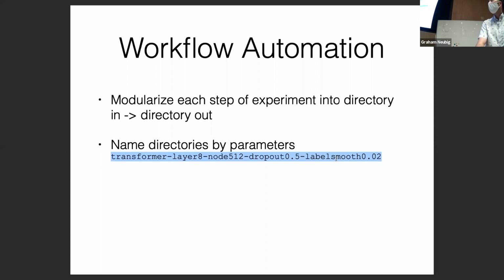You could also do this for pre-processing. So if you have 5 different varieties of pre-processing, you pre-process into those 5 different directories. And then you would have like sentence piece 32K, layer 8, node 512, and so on, where if the directory already exists, you don't rerun the processing with those parameters.